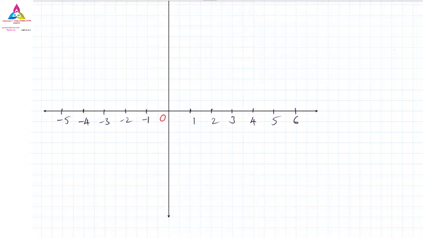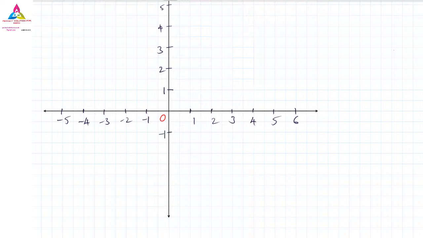Similarly, on the other hand also you have to mark. So it is +1, +2, +3, +4 and +5. So it is +5. Okay. So on the other hand, it is -1.